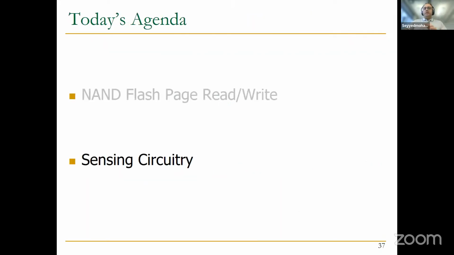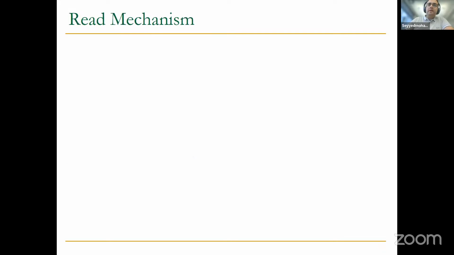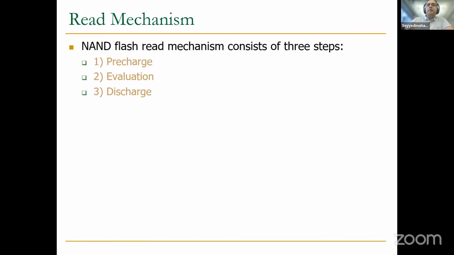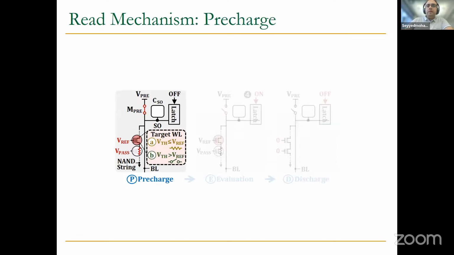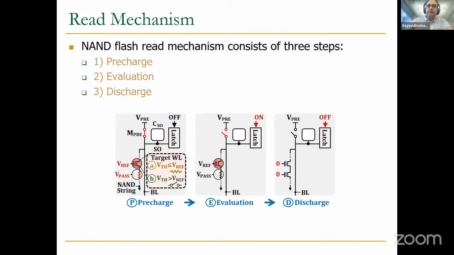Okay, so we already covered NAND flash page read and write. Let's quickly also see how we can do sensing circuitry. The NAND flash read mechanism consists of 3 steps: pre-charge, evaluation, and discharge. In this slide, you can see these 3 states. We have a reference voltage that we apply to the page that we want to read, and we also apply VPass to the others. This is another figure, but overall it's the same.